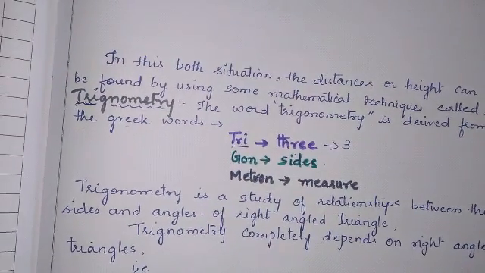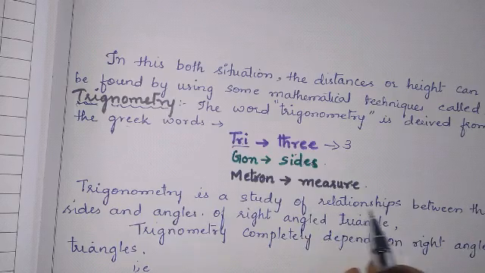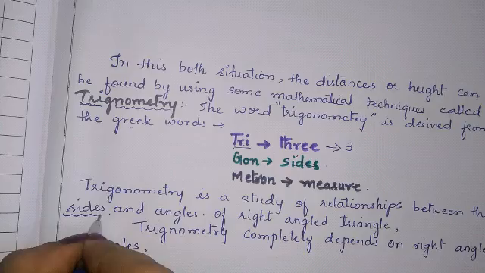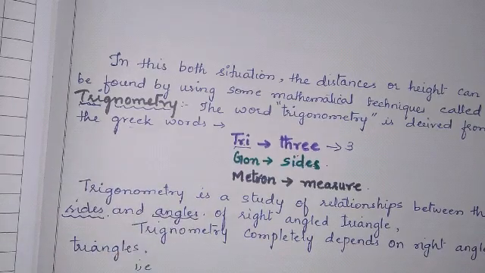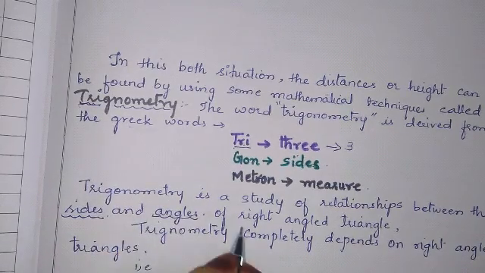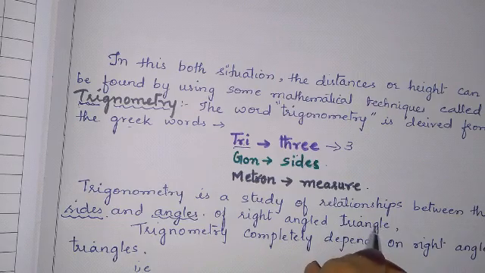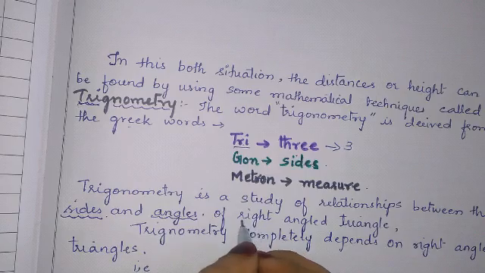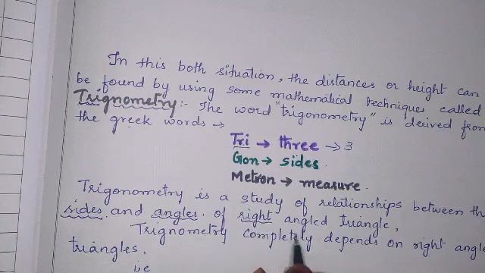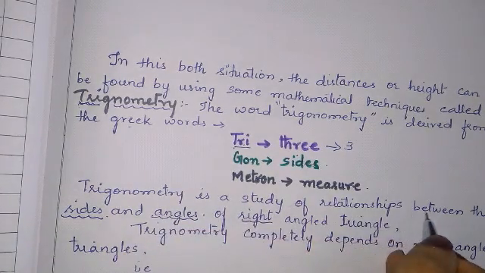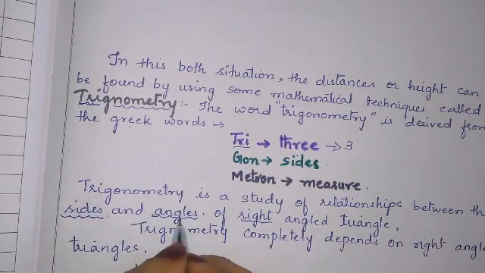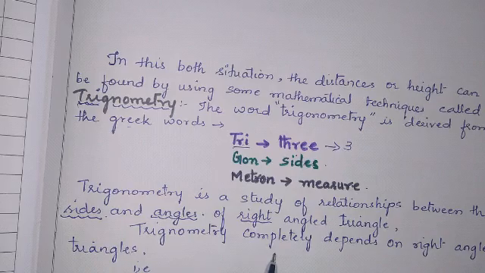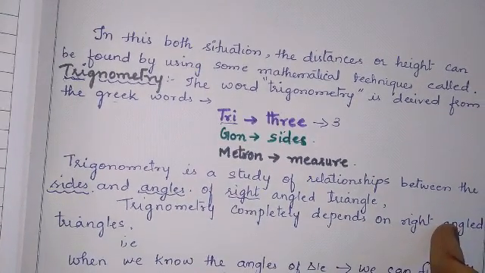So trigonometry is a study of relationship between the sides and angles. It is nothing but the relationship between sides and angles of a right angle triangle. Here specially in trigonometry we are learning about which triangle? Right angle triangle. Trigonometry is a study of relationship between sides and angles of a right angle triangle. Trigonometry completely depends on right angle triangle.